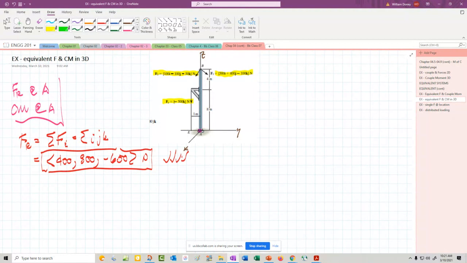Now, that's really the resultant force on the whole system. The way we move it to point A is to now include the moments that are set up by each of these individual three forces and add that at A also.